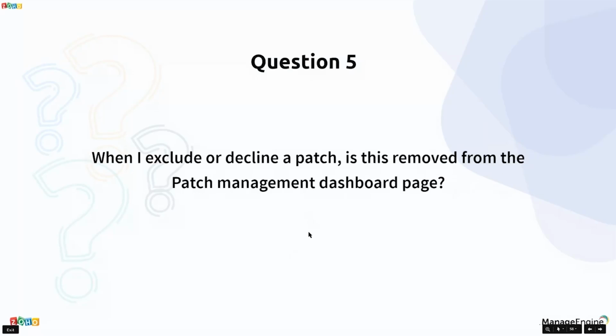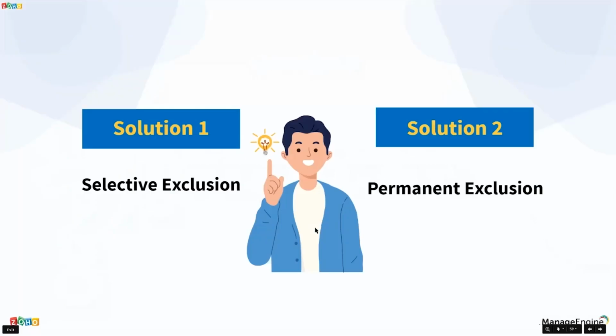Next, when I exclude or decline a patch, is it removed from the patch management dashboard? Yes, when you decline a patch, it is no longer calculated as a missing update for that computer. Now, let me show you how to decline a patch. So we have selective exclusions and we have permanent exclusions.